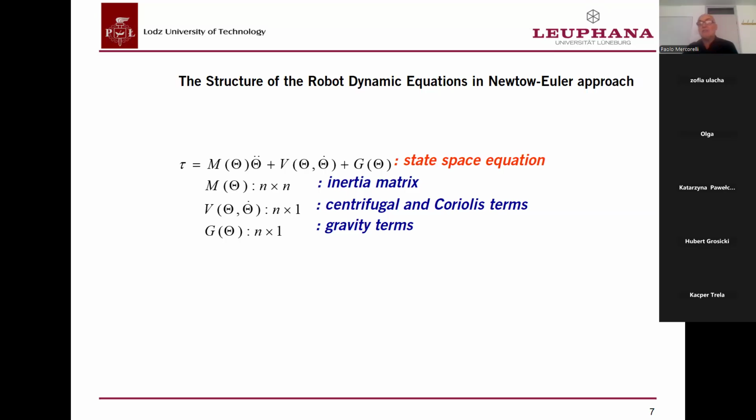These centrifugal and Coriolis terms are also present in complex systems in which we have a complex movement. This means we have the coexistence of two basic movements, translation and rotation together. Probably you have seen in physics or in technical mechanics this element here, the centrifugal Coriolis terms. This is a function of position and velocity also. G of theta is the gravity terms. Also the gravity terms, why is it a function of theta?